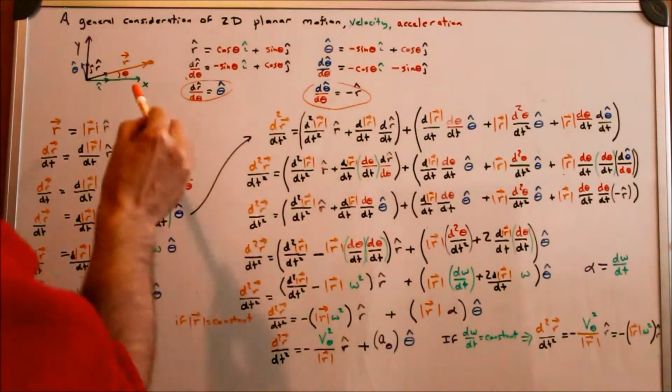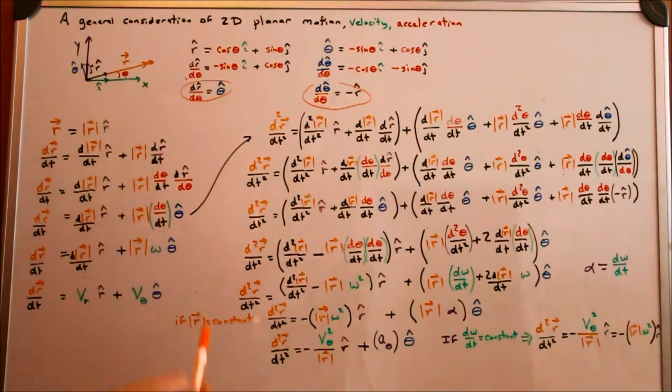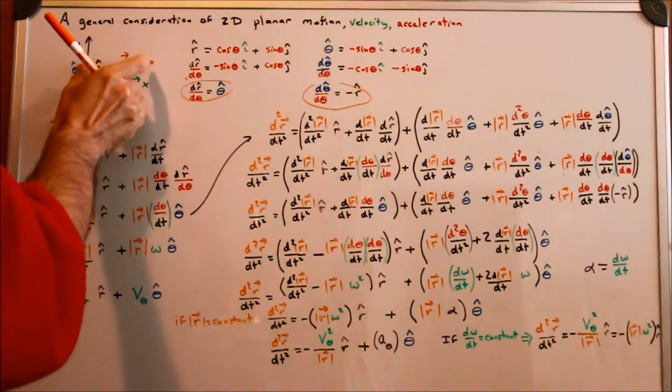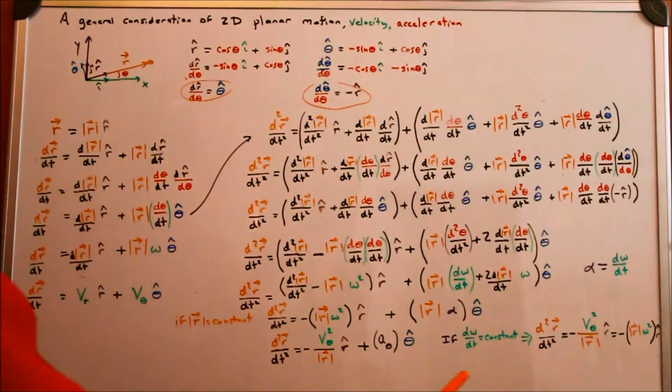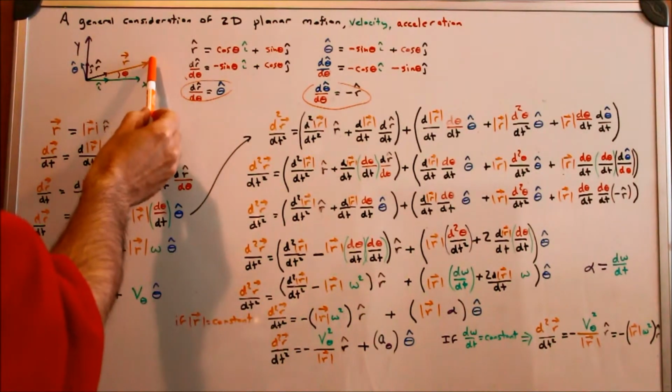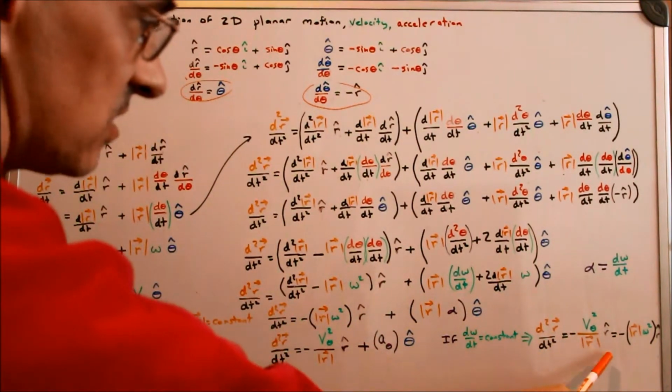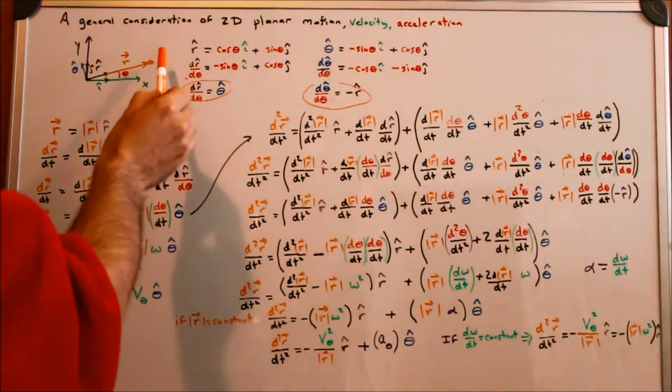If I have constant rotational speed and I have constant radial position, radial length, so this is just circling around, well then I have only acceleration towards the center, and it's of these magnitudes. And it's pointed towards the center.